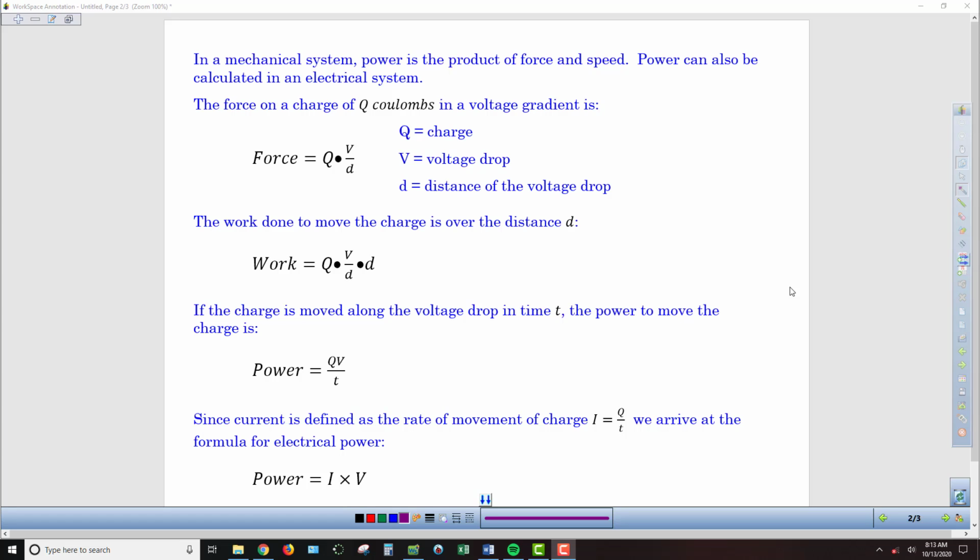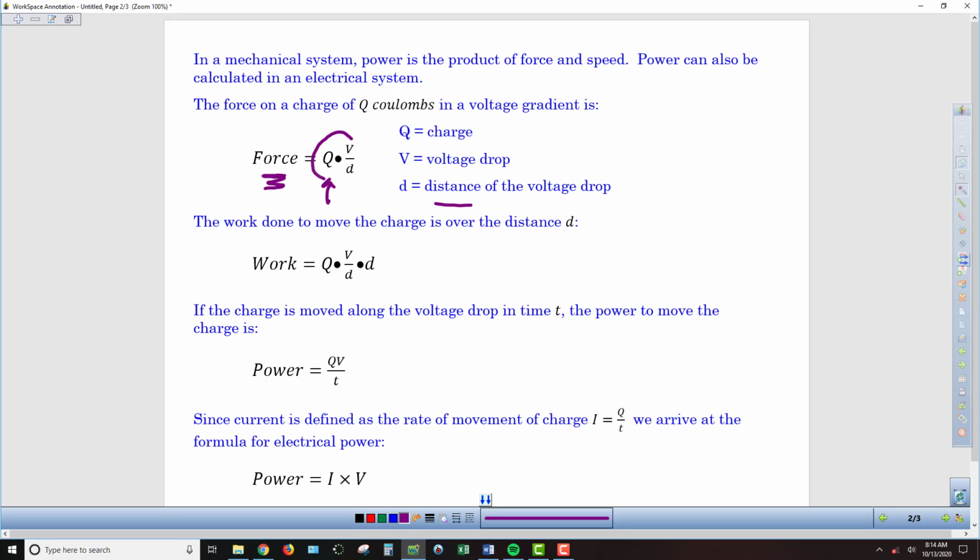In an electrical system, if we work backwards a little bit, first of all, the concept of force in an electrical system is going to be defined as the charge of Q coulombs in a voltage gradient times the voltage drop divided by the distance of that voltage drop. So we've got however much charge we have times the amount of the voltage drop divided by the distance of that voltage drop. And so then if we take work, remember work is force times distance.